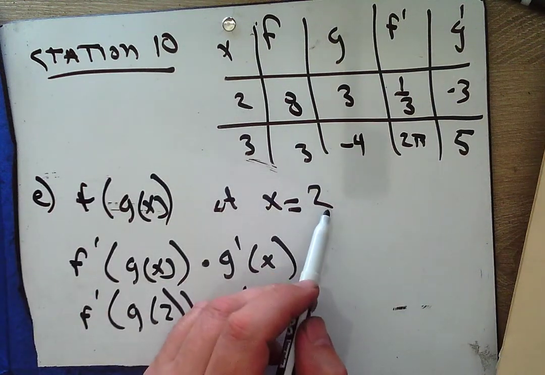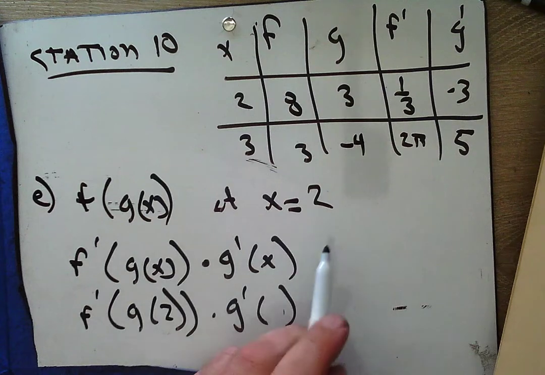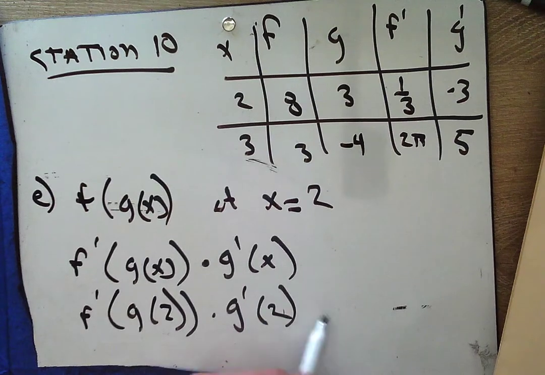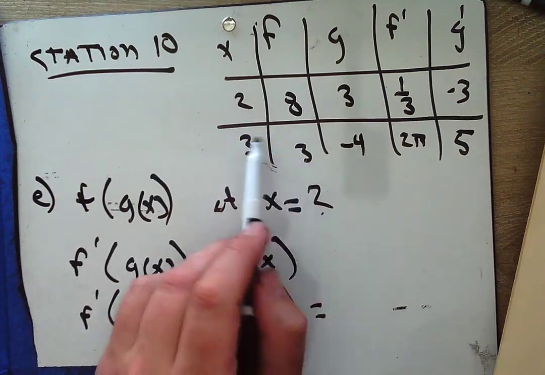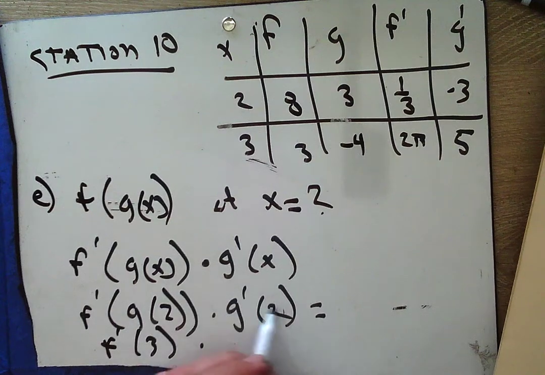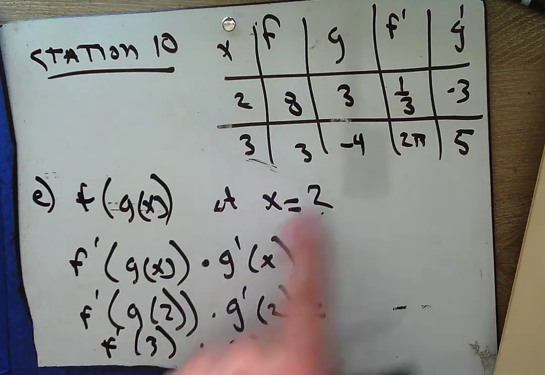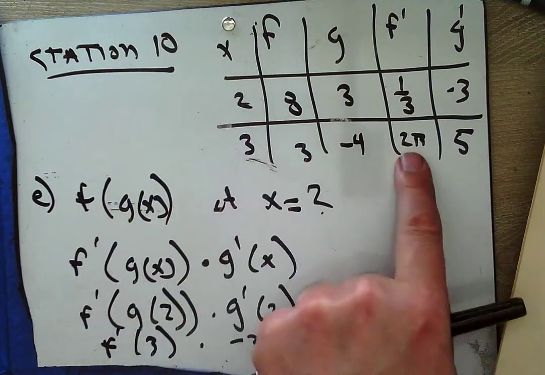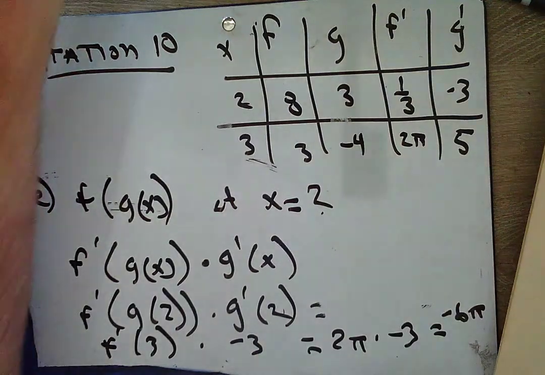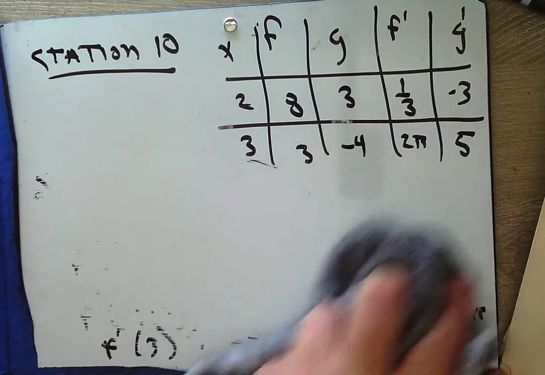So we want, yeah, it did say 2. I wrote down 3. Oh, so dyslexic. Okay, so 2 and 2. And the reason it said 2 was because this problem isn't going to work with the 3. g of 2 is 3. So we want f prime of 3 times g prime of 2. g prime of 2 is -3. f prime of 3 is 2 pi. So we get 2 pi times -3, or -6 pi. There's my derivative.